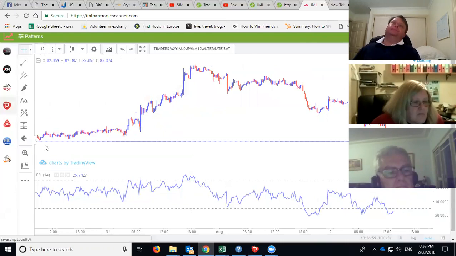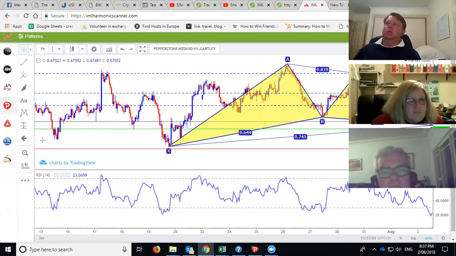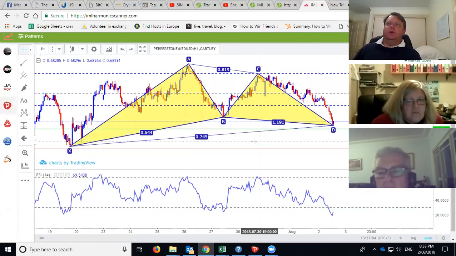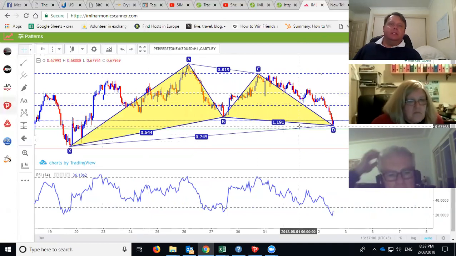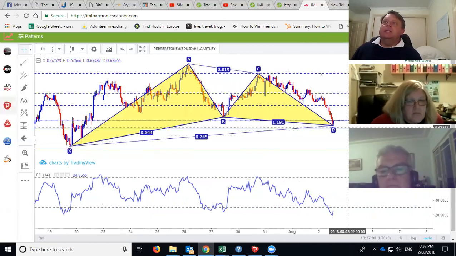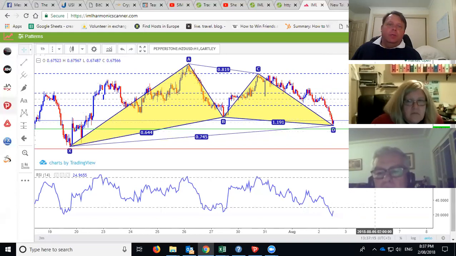NZDUSD. Okay, so again, the system will draw the pattern for you. We don't really need to know what the pattern is. The computer knows what that is. And you can see, same thing, we've got this pattern formed around the D. We've got some buys that can take us up, and away we go.